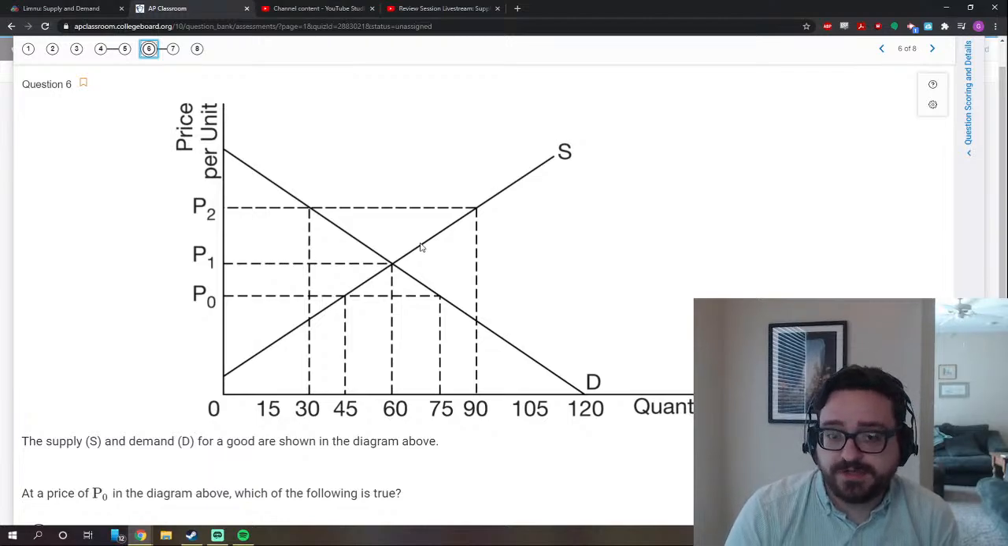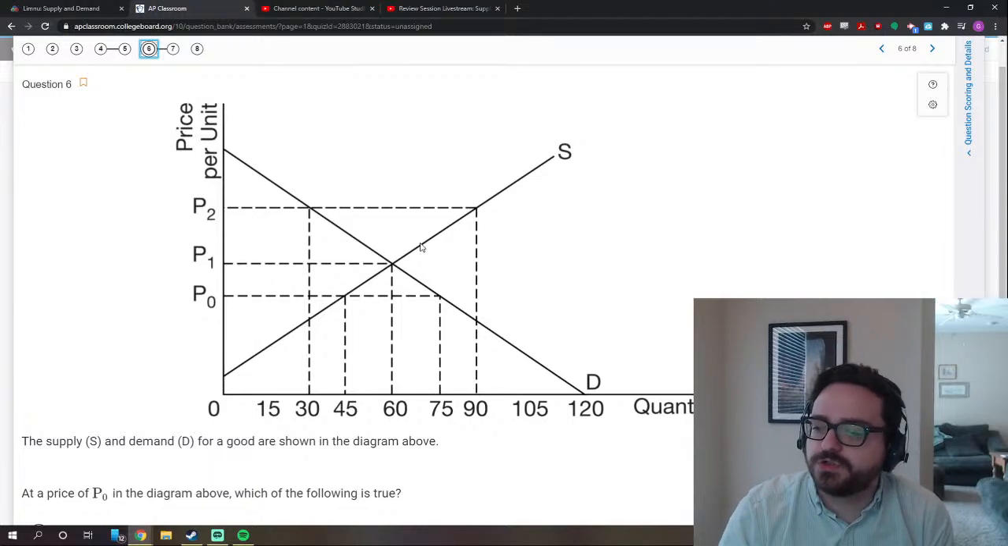A shortage would happen if consumers are doing great, right? Because if consumers are buying all of the good, then the good would run out. So this is a shortage. The price is too low.